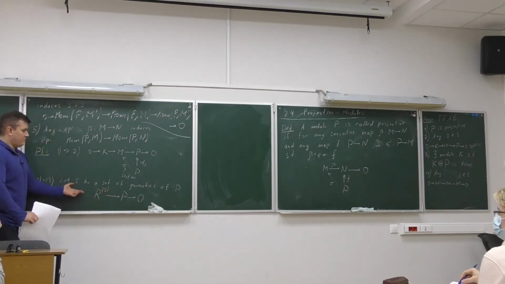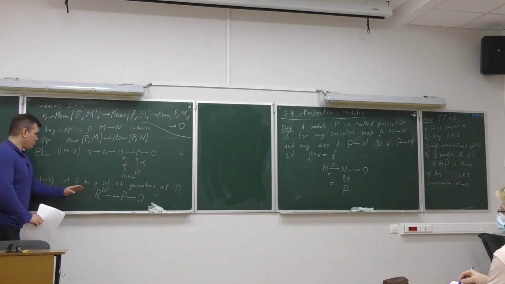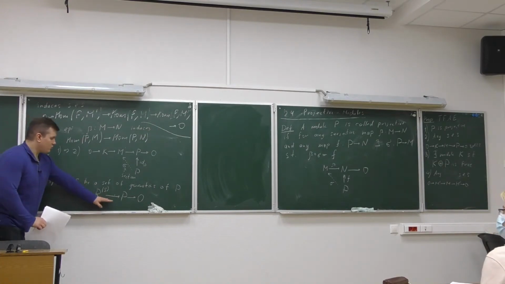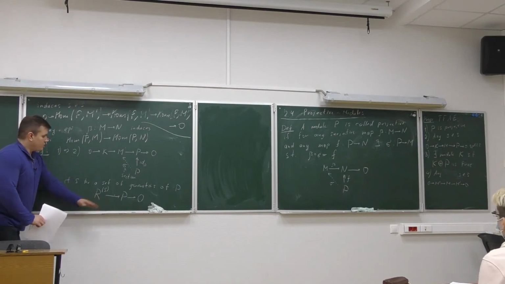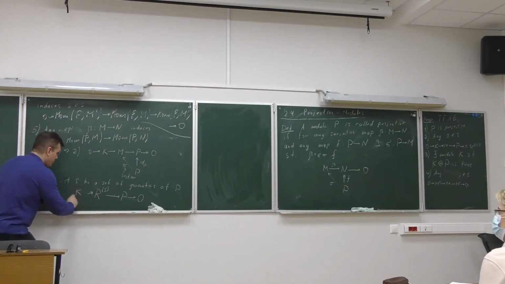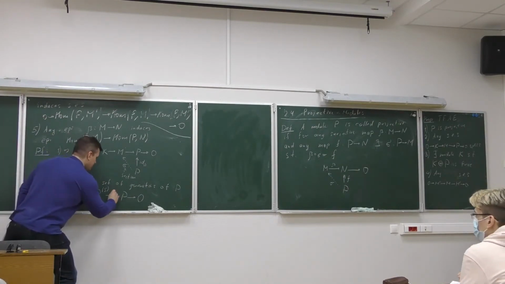This is the reason why any module, I don't use that P is projective at the moment, this is true for any module. I can take any module, choose a set of generators, and I get a surjective map like this. So this is the reason why any module is a quotient of a free module. But of course, I could have a kernel. So let's call this map pi.